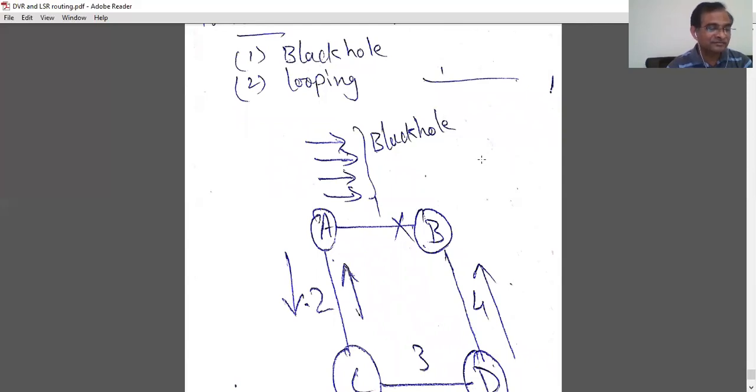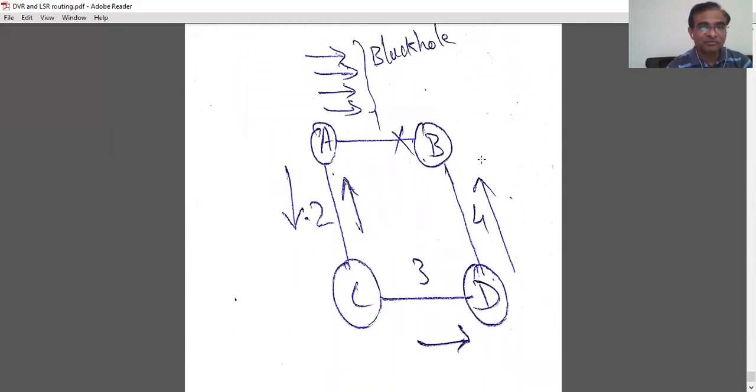Next is the situation where the looping problem could occur. A will come to know about the problem with B, right? In this case, A will come to know about the problem with B, but C will not come to know immediately. So for some duration, C will still try to send a packet to A to send it to B, as it was the shortest path.